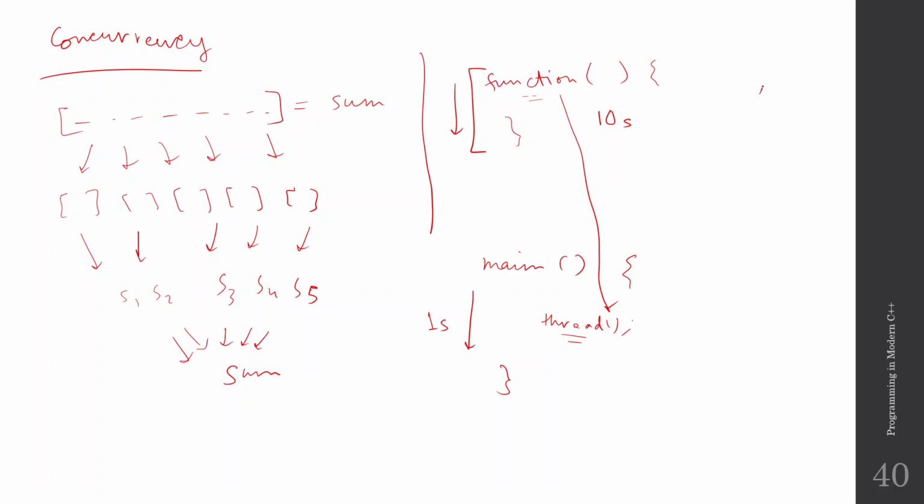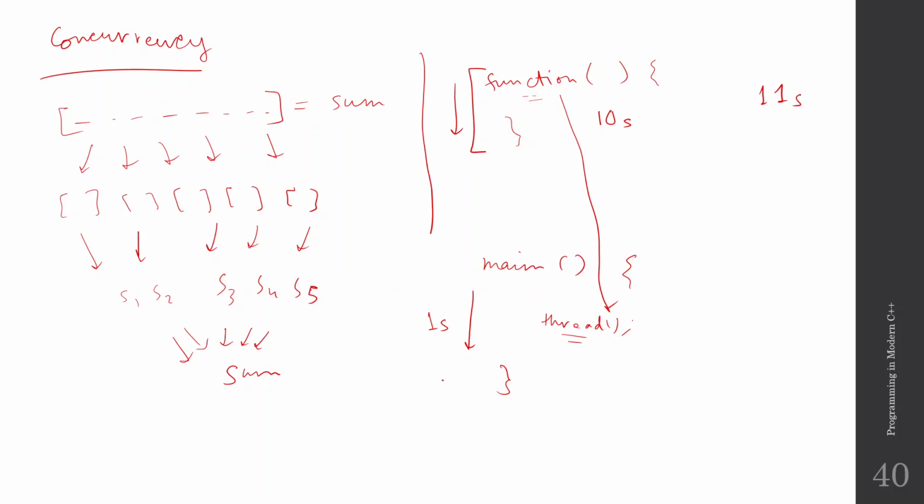So it will take total 11 seconds to complete. Now let us say we use the thread and we run the function in another thread. Then what will happen is that the function will take 10 seconds to run and the main will also take 10 seconds to run, and both will happen parallelly.